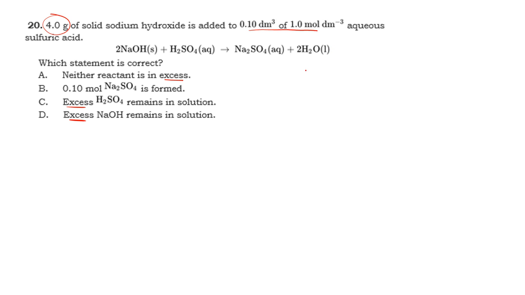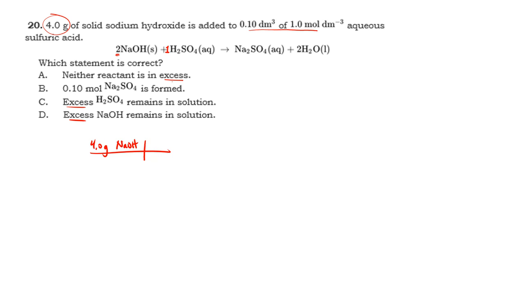So I'm going to go ahead and start thinking about what moles I have, because if I can use my 2-to-1 mole ratio here with mole numbers from my reactants, it's easier for me to figure out if I have an excess or whatever. So I'm going to start with 4 grams of solid sodium hydroxide. So I have 4 grams of NaOH.